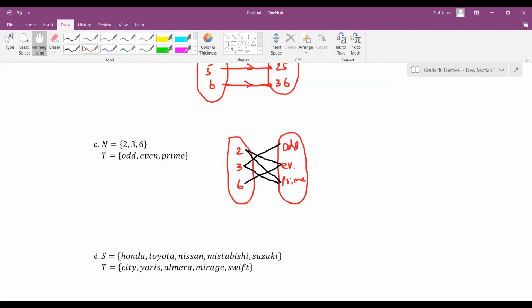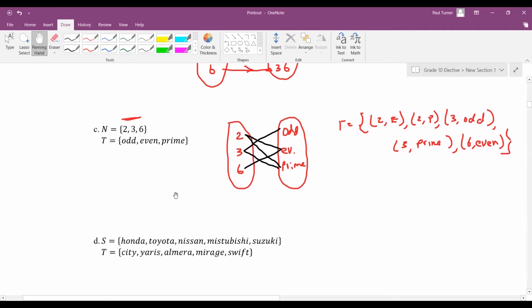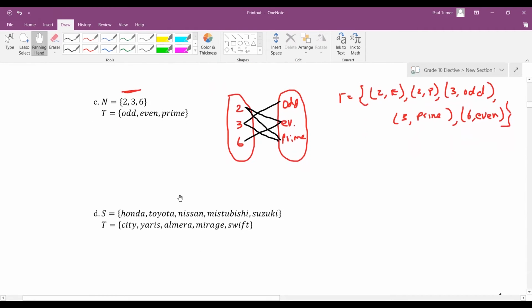Okay, and then obviously with your relation, we'll have two even, two prime. So you've got quite a few to write out. Two even, two prime, three odd, three prime, three odd, three prime, like that. Six even as the last one. So quite a few ordered pairs, more than there are of the actual numbers in the question. It's only three here, but you end up with five ordered pairs when you write them out. Okay, so I'll leave it. I won't go too fast, but fast enough for you to copy or slow enough.